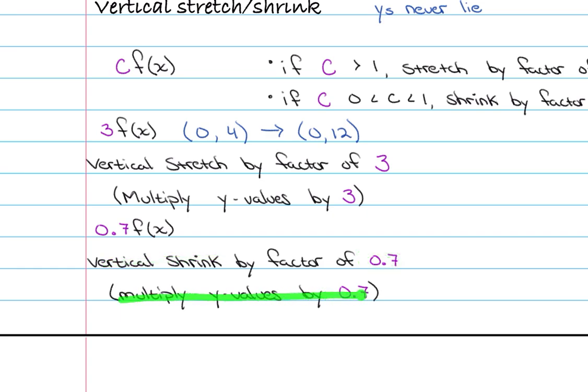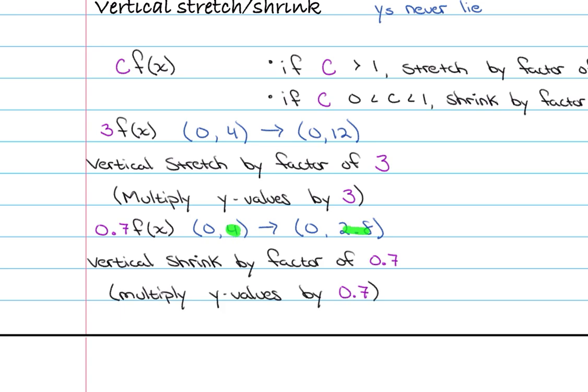So if we take that same point that we did earlier, we have (0, 4), and what I'm going to do is multiply that 4 by 0.7. That means now we're going to have (0, 2.8). So we cut it down. Okay, we cut it down from 4 to 2.8.